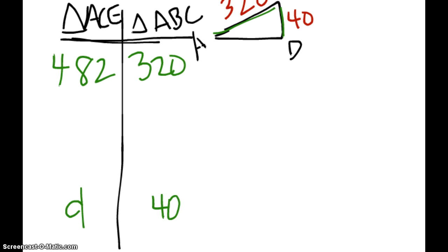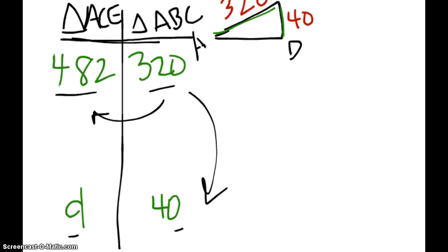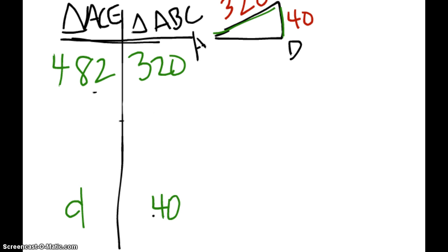So let's start looking at relationships. We know that we need to get 482 down to D. So let's look at the relationship between 320 and 40. I don't see an immediate relationship this way, but I do see a relationship this way. What you might want to look at is 32 as compared to 4. How do you get 32 down to 4? You divide by 8. If you don't immediately see that relationship, then just start splitting things in half. That's also something that you can do.